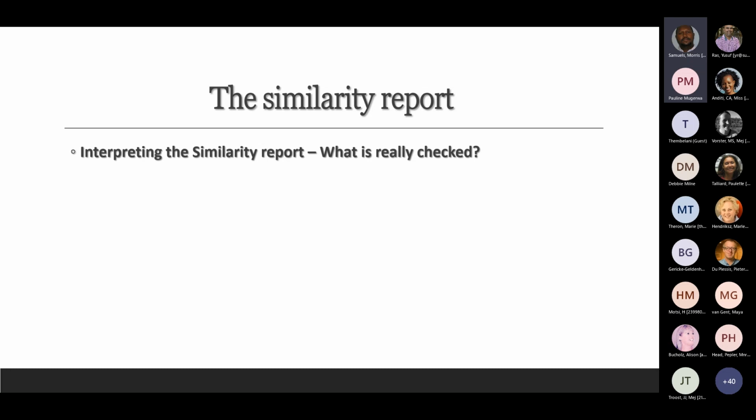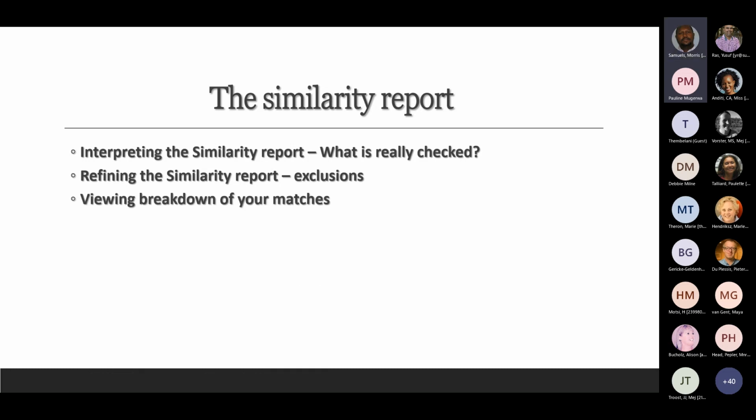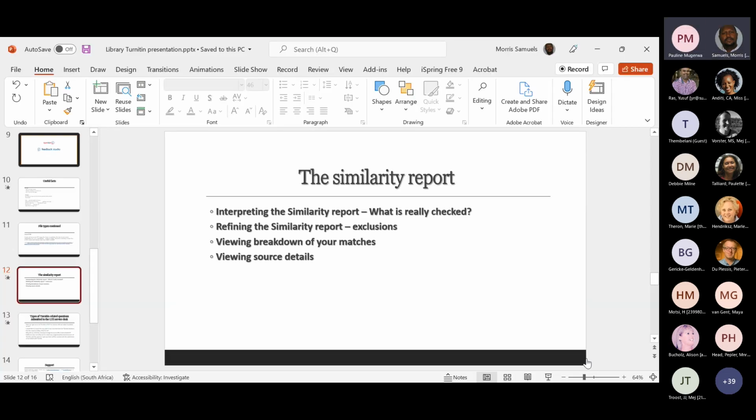All right, so next we will be looking at interpreting the report. So we'll look at a report. I'm going to show that and show what is really checked. I'm just going to do a brief overview on that. Then we will be looking at how to refine the similarity report, the exclusions that we've just spoken about a few minutes ago, as well as how to view the match breakdown of your matches in the report, viewing source details, and one or two other things. So for that, I'm just going to unshare my presentation and share with you an actual report, a very basic report, but nevertheless one I'd like to use as an example.